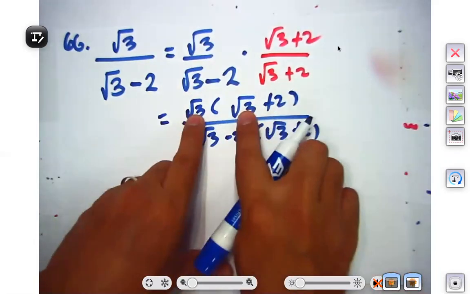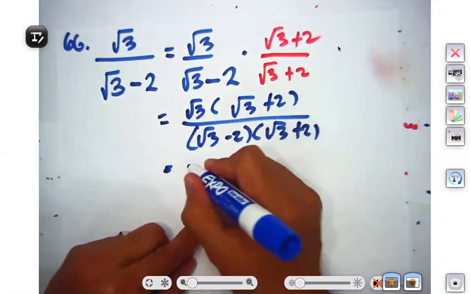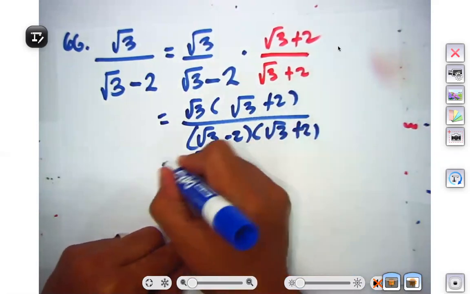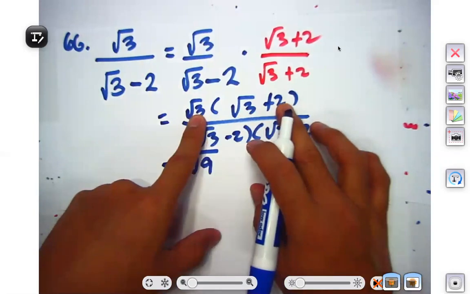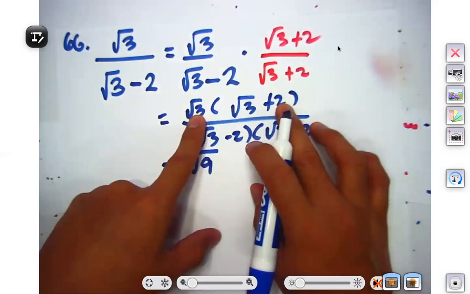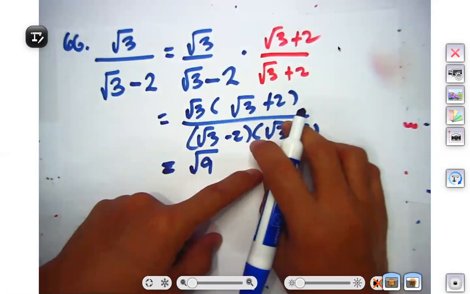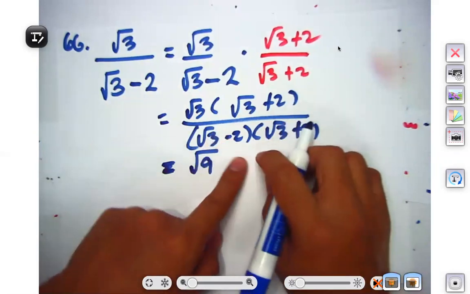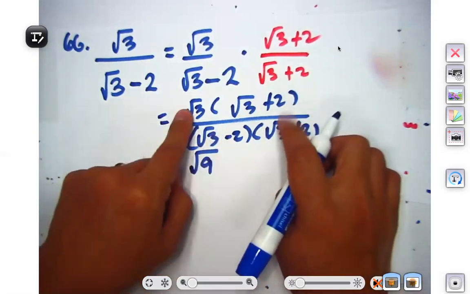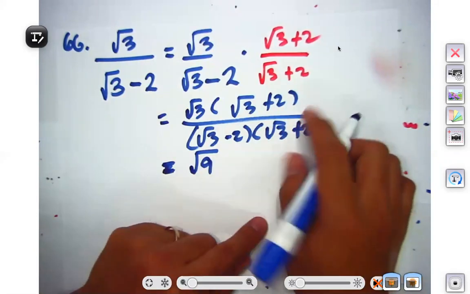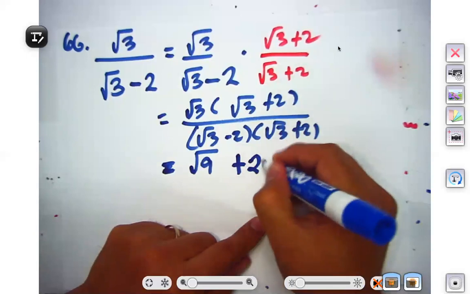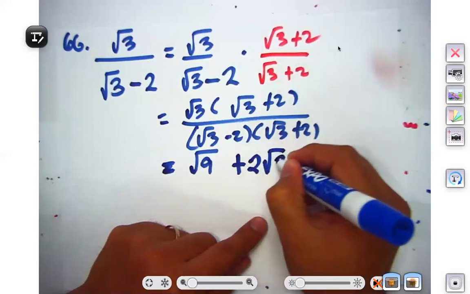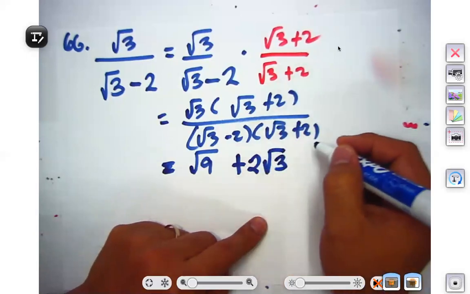In the numerator, you can only multiply radicals. Square root of 3 times square root of 3 is square root of 9. Square root of 3 times 2: again, do not multiply if they are not both radicals. So what will you do? Is it square root of 6? No, it is plus 2 square root of 3. You can only multiply radicals together.